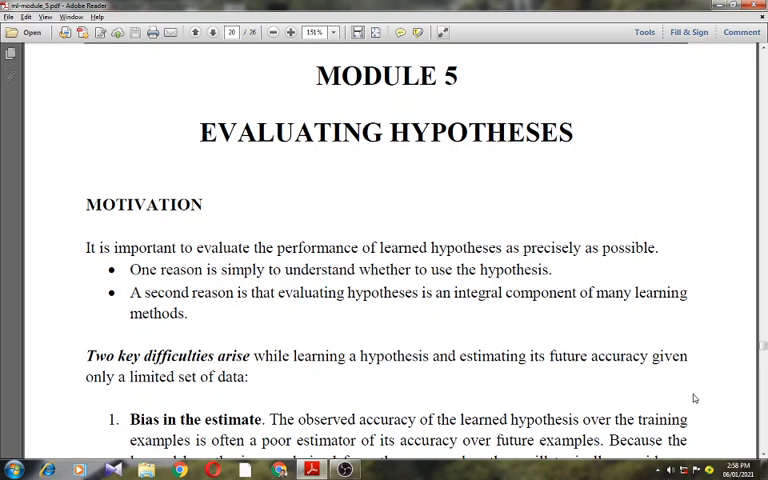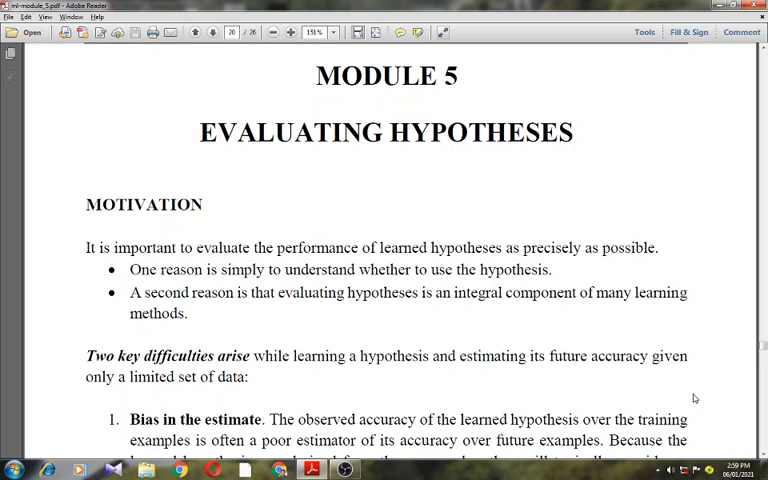So the first question is, given the observed accuracy of a hypothesis over a limited sample of data, how well does this estimate its accuracy over additional examples? And the second question is, given that one hypothesis outperforms another over some sample of data, how probable is it that this hypothesis is more accurate in general? And the third question is, when the data is limited, what is the best way to use this data to both learn a hypothesis and estimate its accuracy?